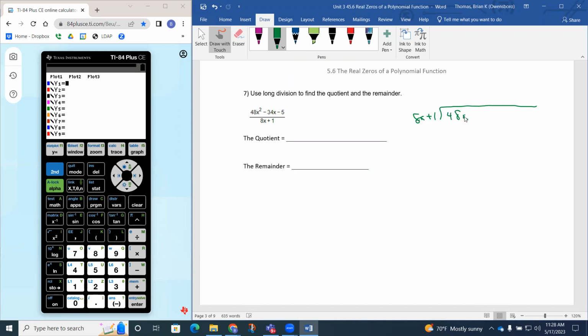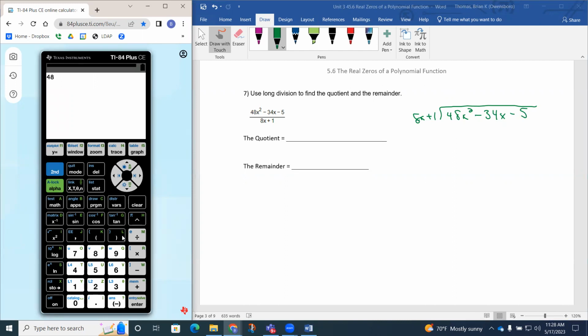48x squared. Notice that there's not any terms missing. 2, 1, 0, minus 34x minus 5. So again, what we're trying to figure out is, to do long division, all we have to do is focus on the front end. So what times x is going to be this 48x squared? I think 48 can be divided by 8 evenly.